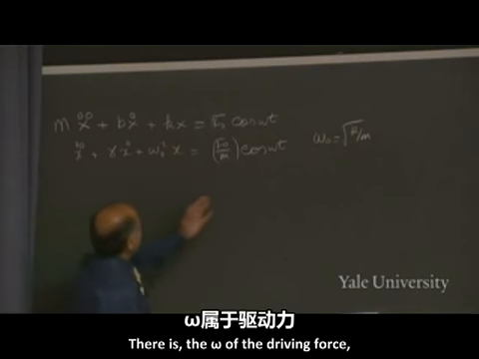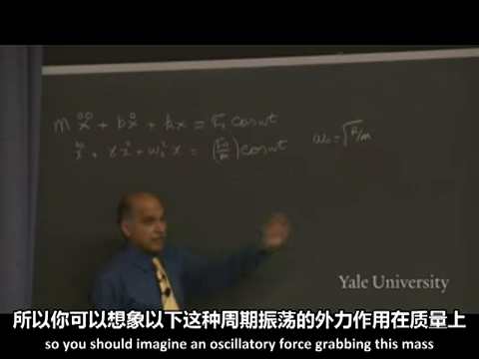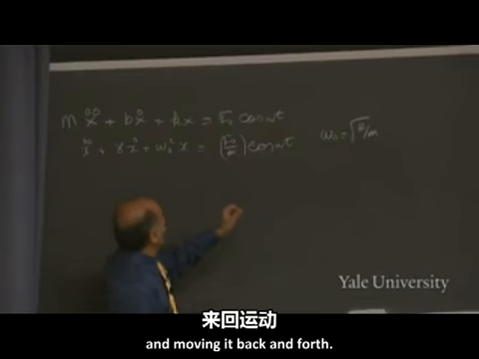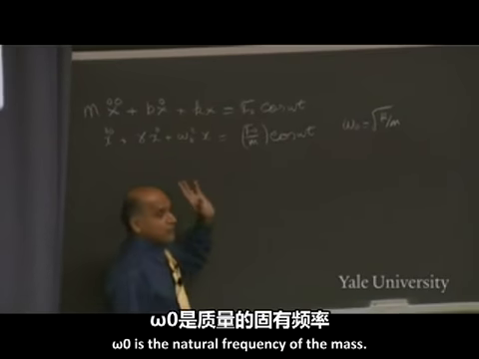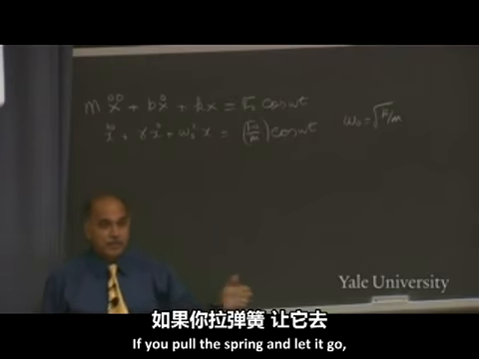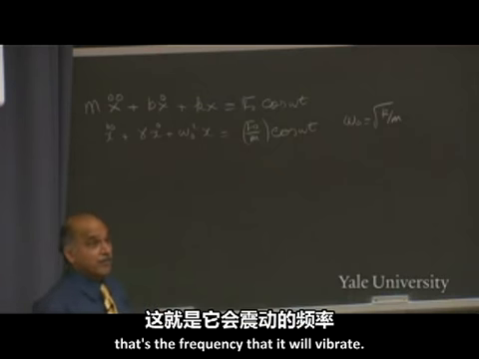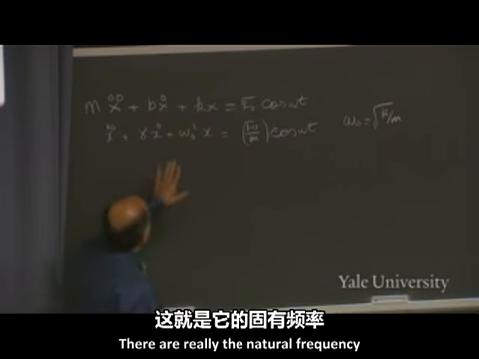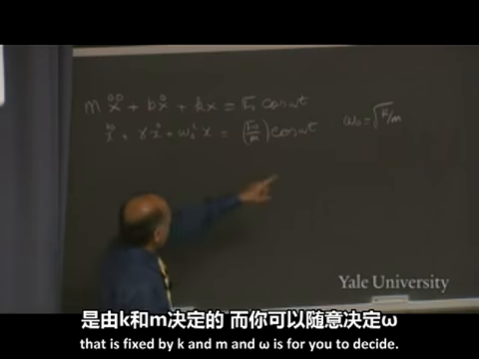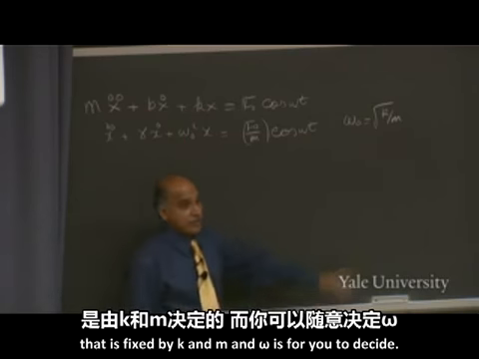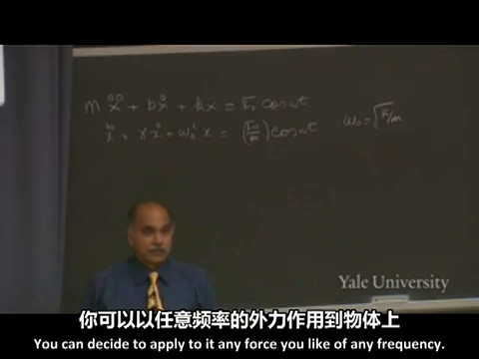There is the omega of the driving force, so you should imagine an oscillatory force grabbing this mass and moving it back and forth. Omega naught is the natural frequency of the mass. If you pull the spring and let it go, that's the frequency with which it will vibrate. It's the natural frequency which is fixed by k and m, and omega is for you to decide. You can decide to apply to it any force you like of any frequency.